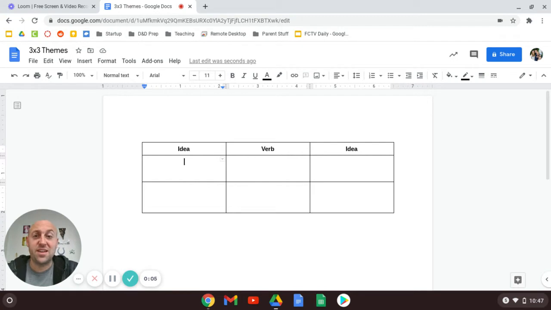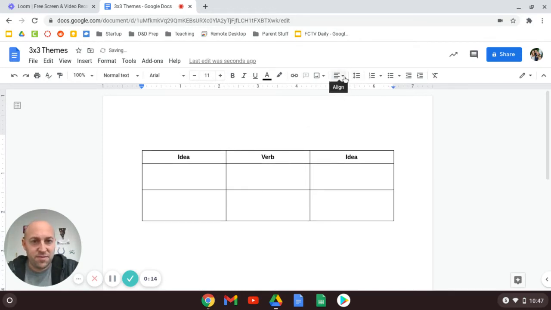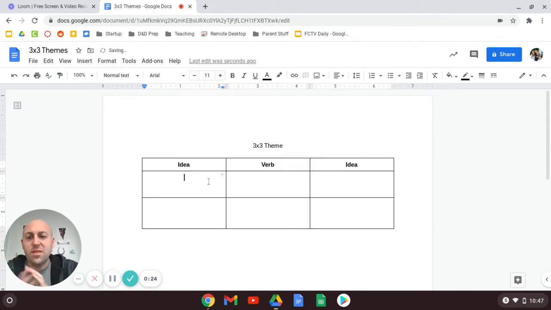I'm going to talk to you for a second about 3x3 themes and how to put them together. The idea of a 3x3 theme is that it takes what we typically do with themes at this level and adds an extra layer. It makes it more arguable, it's better for your writing, and it's more nuanced. So let's talk about it.